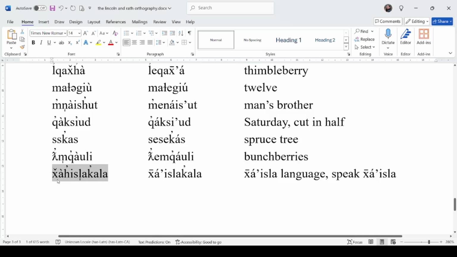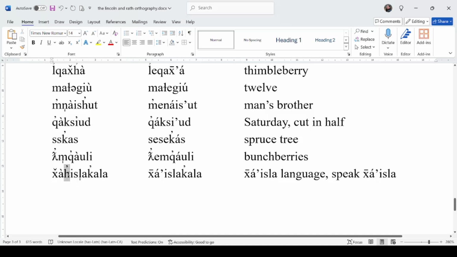And the last example here is isla kyala. Isla kyala. So this is interesting because they have this syllabic L after the S. So it would actually be like this. Isla kyala. So this syllabic L is meant to be read as EL. So this would actually be, according to the Lincoln Rath interpretation, SEL.